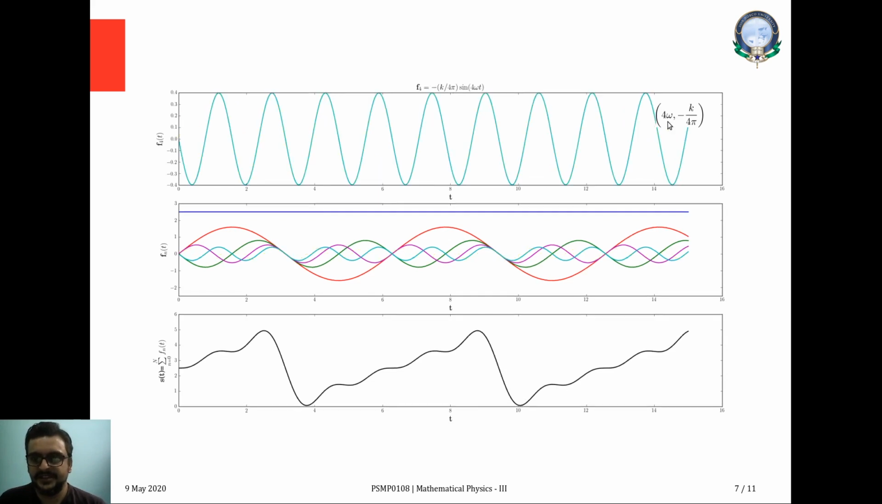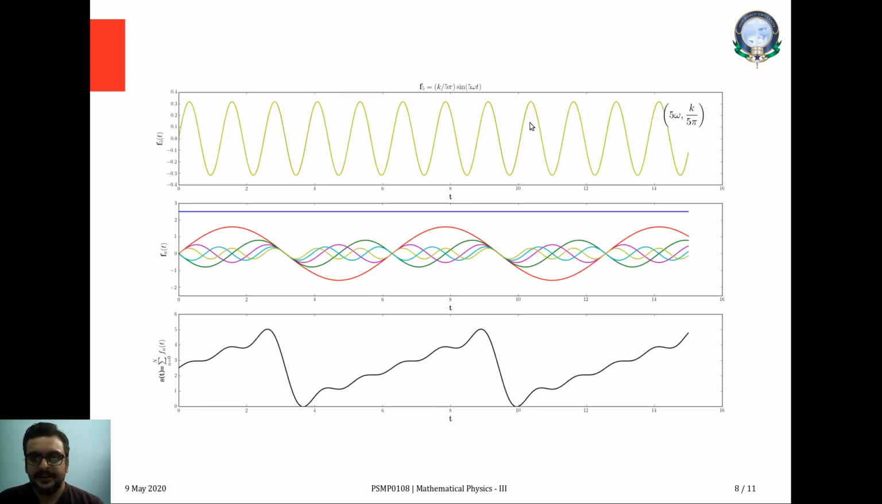This one's frequency is 4 omega, and it has got an amplitude of minus k by 4 pi. So we have these five components, 1, 2, 3, 4, 5. Add all of them together. The sum is going to be something like this. Now it's becoming more and more like a sawtooth wave. Then this is the next component, which has got a frequency of 5 omega. Add this also into the mix, and you'll get something like this.